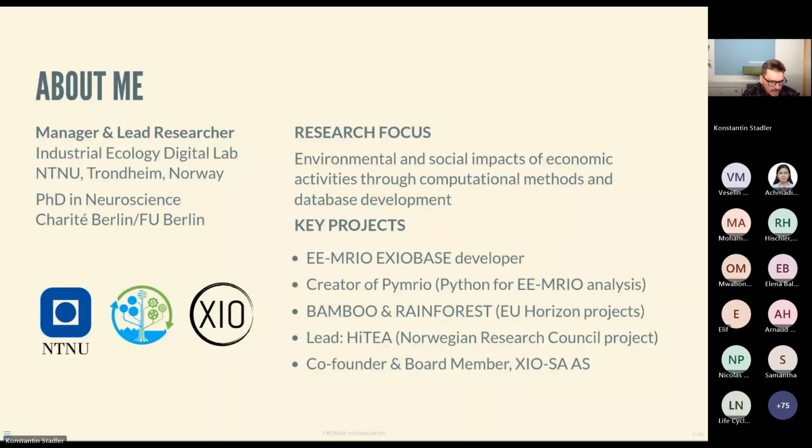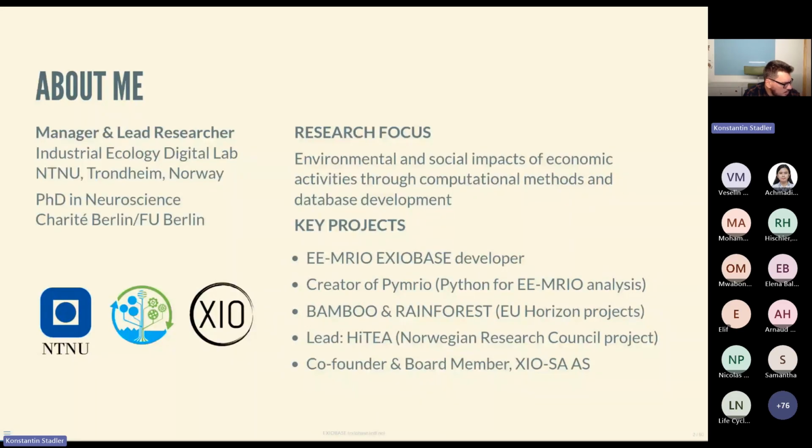So my role here at NTNU is as a research software engineer, leading the digital lab. I'm one of the developers of Exiobase. I'm also doing open source development for Pymrio, which is a package for MRIO analysis. We will cover that in some minutes.